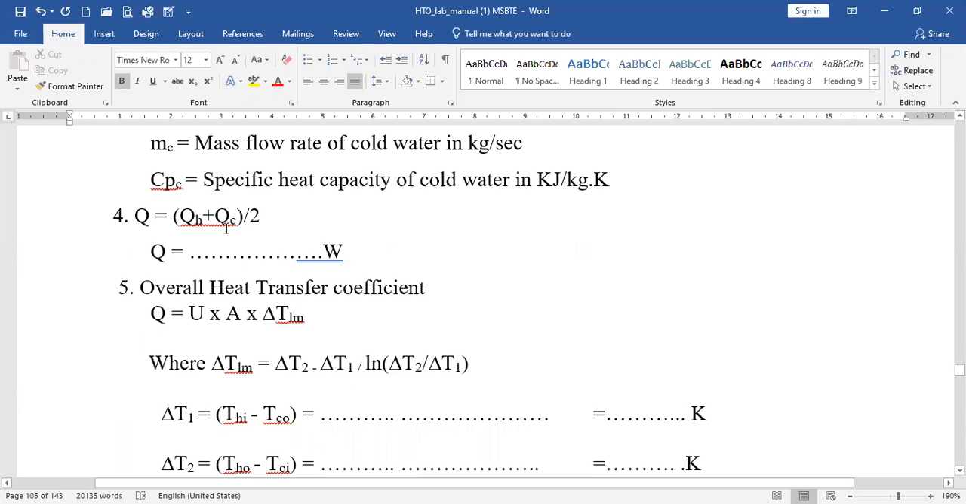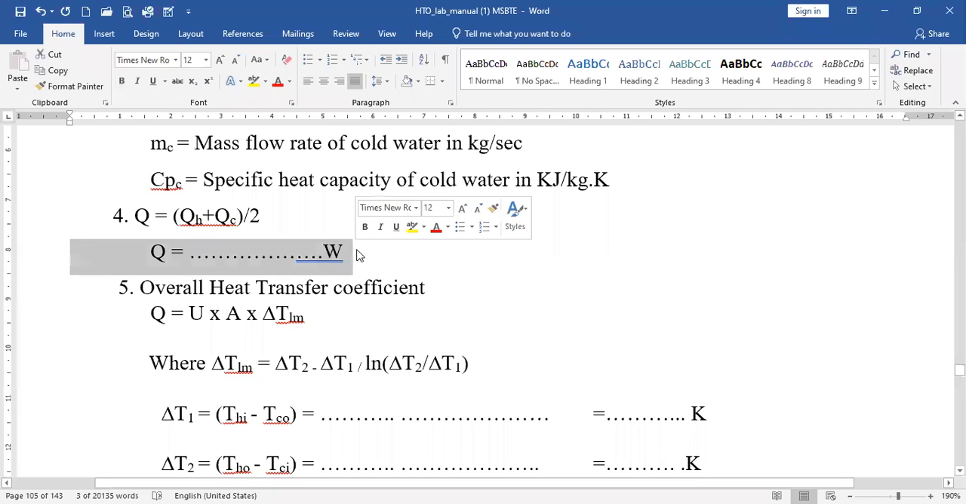Now the QH and QC average gives you the average rate of heat transfer for this shell and tube heat exchanger. So (QH plus QC) divided by 2 gives you the actual rate of heat transfer, or the average rate of heat transfer, for this shell and tube heat exchanger assembly.